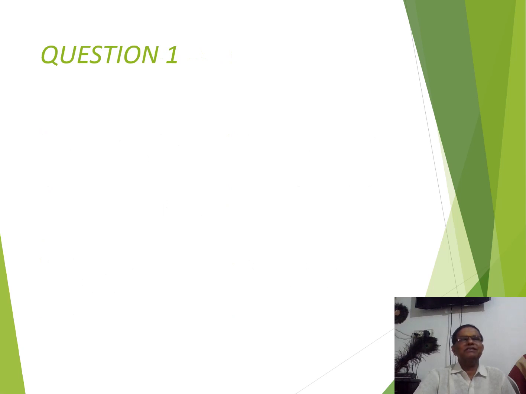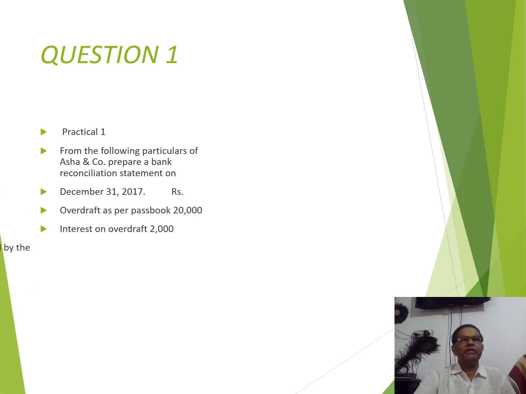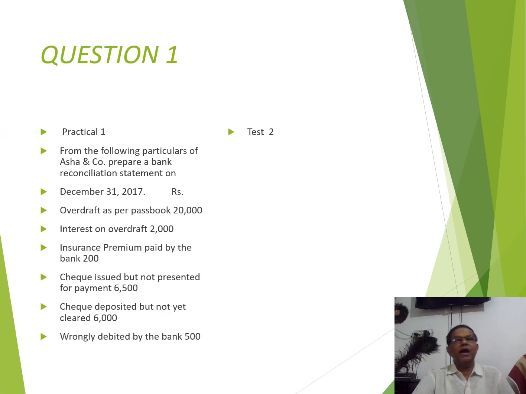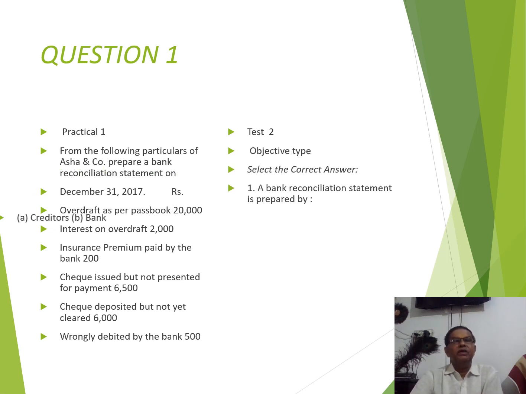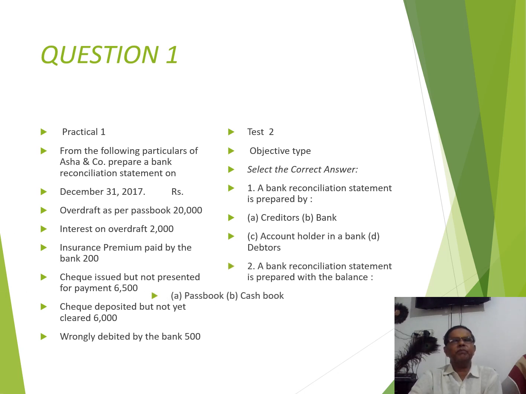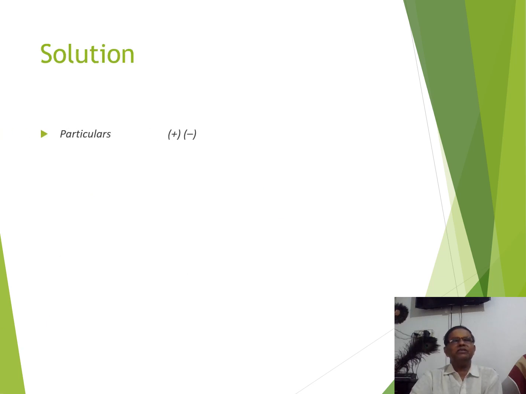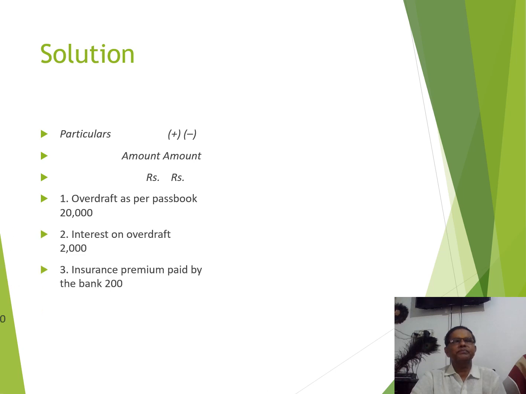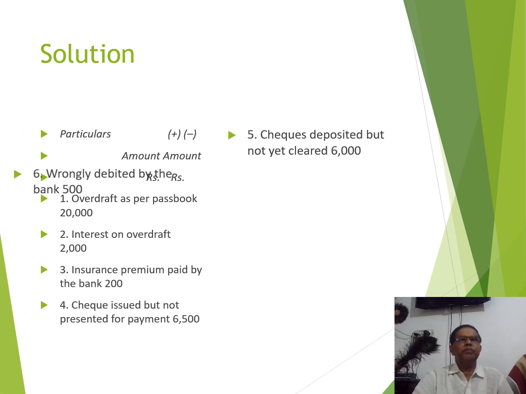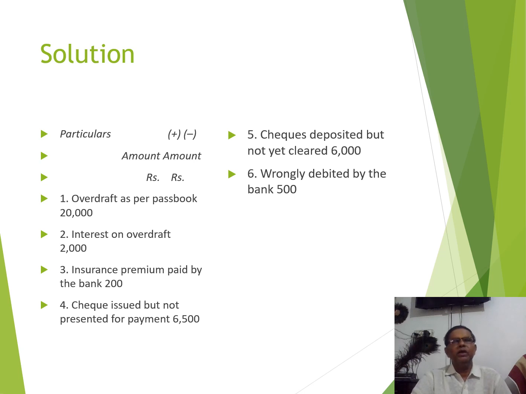Question number 1 is a practical one, and we will also solve it to see how the bank reconciliation statement is prepared. Test 2 is again given for your self-examination. These are objective type questions. Here is the solution for the practical. As per the simple balances, in case of an overdraft we reverse, and this is the same as the positive balance of the cash book or debit balance of the cash book.